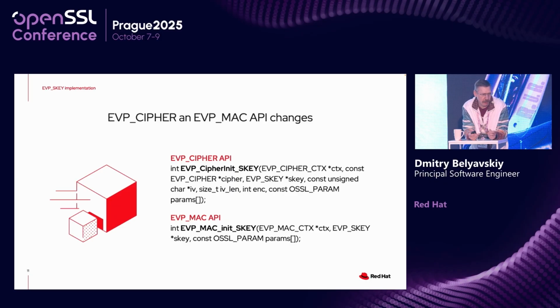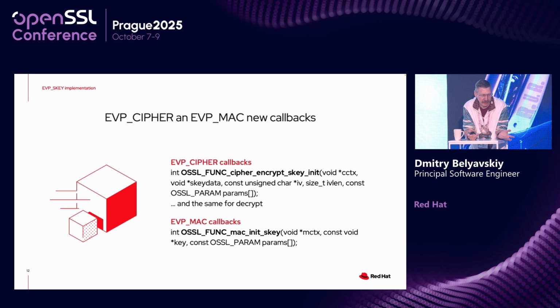The UP Mac init SK function is even simpler. Again, it just replaces the key buffer with length by the pointer to UPSK objects. So again, the backend part is quite obvious. You have a pair of encrypt-decrypt SK init functions for the cipher, accepting a void pointer corresponding to the data, and a similar extra callback for the UEP Mac backend.